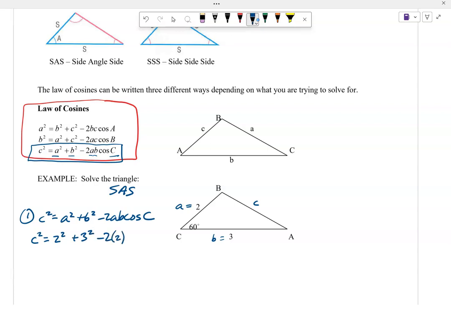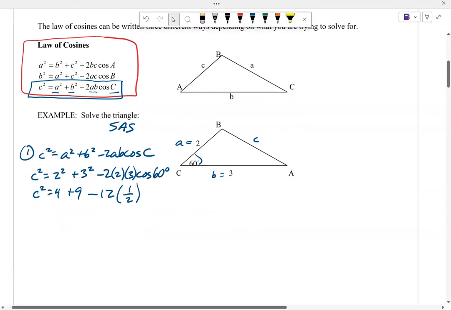A is 2, b is 3. And then we know the angle C is 60 degrees. That's capital C, angle C. Right? And so we got c squared equals 4 plus 9 minus 2 times 2 times 3, so minus 12. And then I know cosine of 60 degrees is a half. I looked at it on my unit circle.